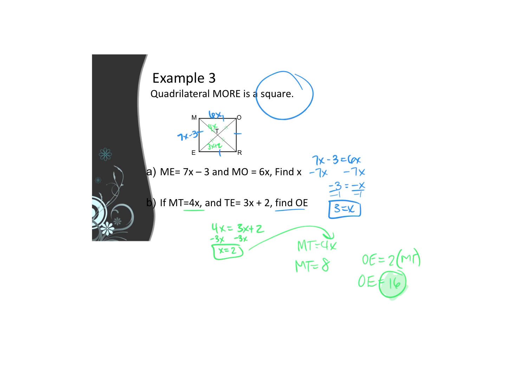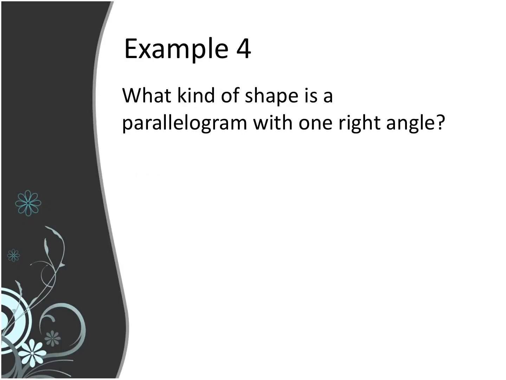All right, moving on. Example 4. What kind of shape is a parallelogram with one right angle?